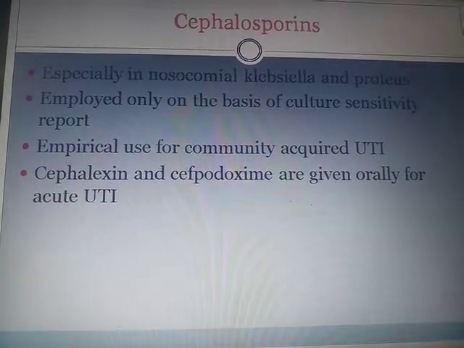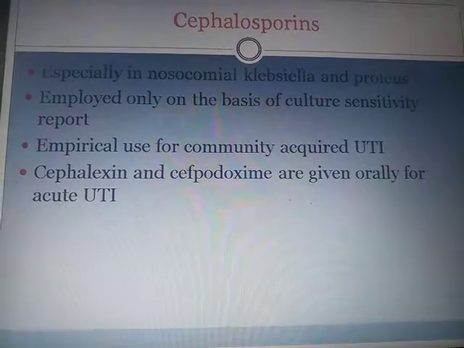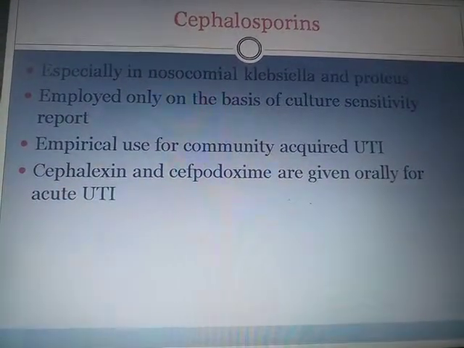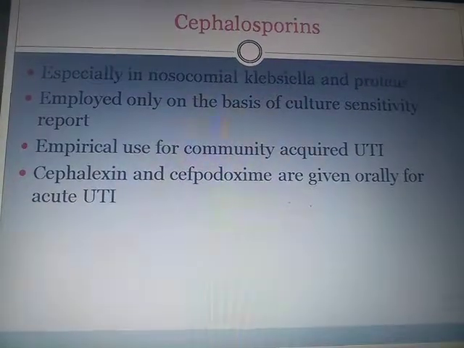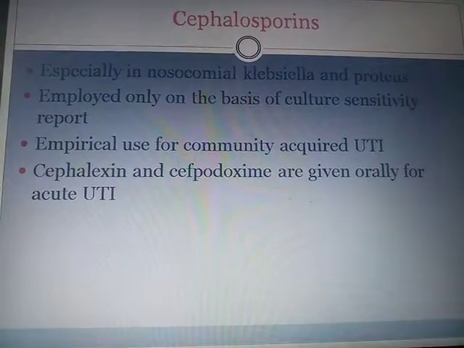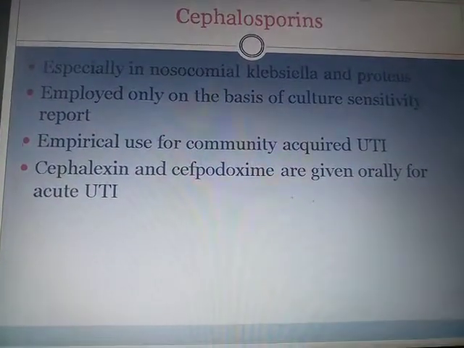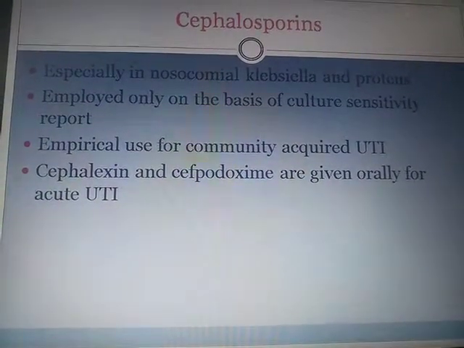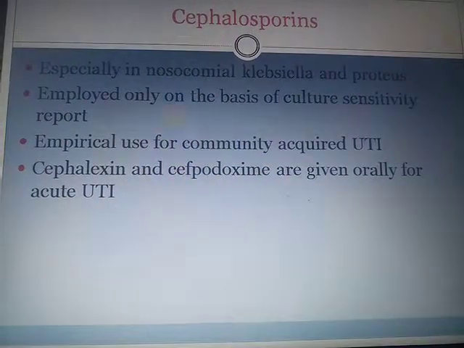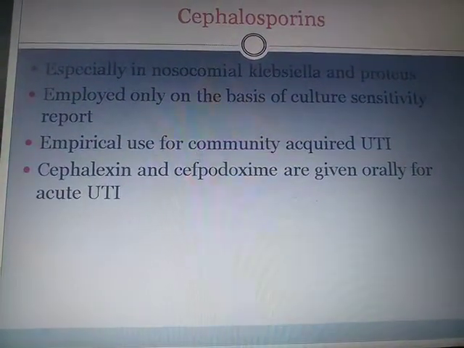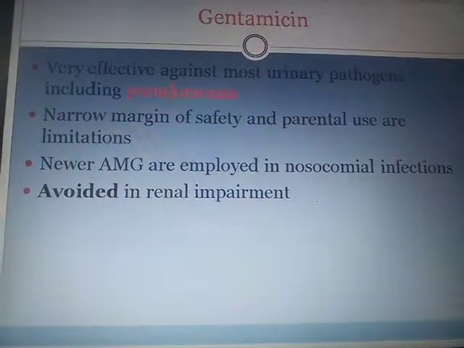Empirical use is for community acquired urinary tract infection. If it is a community acquired urinary tract infection, then you can use empirically. Cephalexin and cefpodoxime are given orally for acute urinary tract infection. Which drugs? Cephalexin and cefpodoxime.